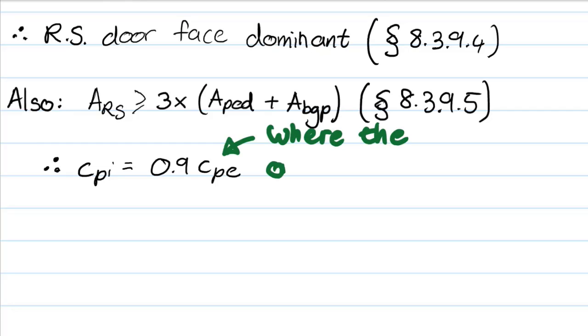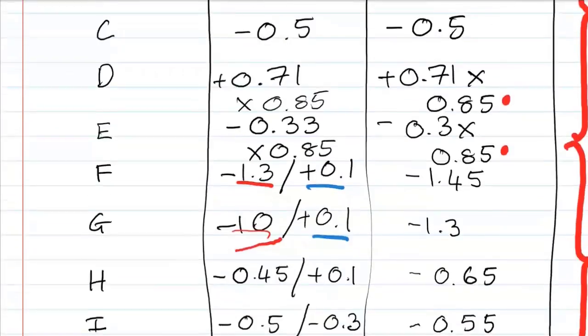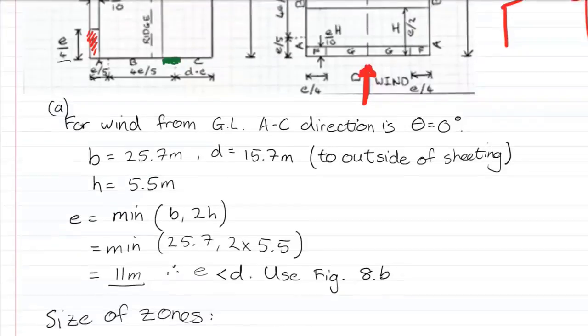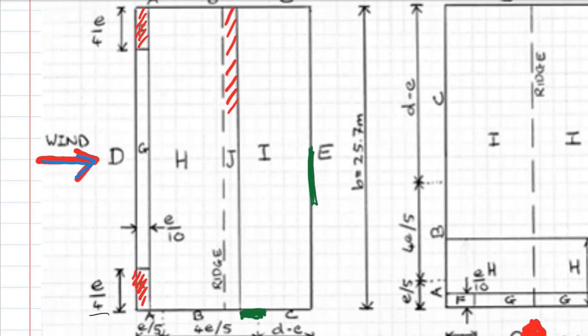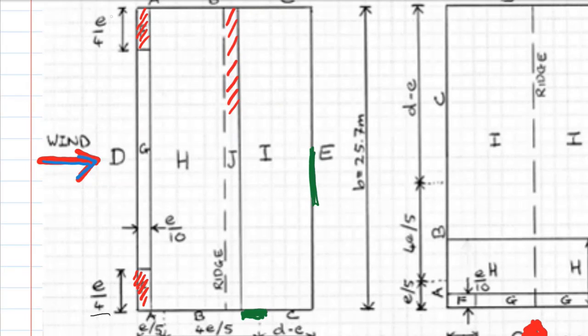We're just going to go back and discuss that now, and the physics of what's happening. Because we've got our wind blowing from grid line A to C. I'm just going to find my diagram. Now the wind is coming across from left to right. When the wind hits the building, we've got positive pressure all along face D, and at the same time negative pressure along grid line E.